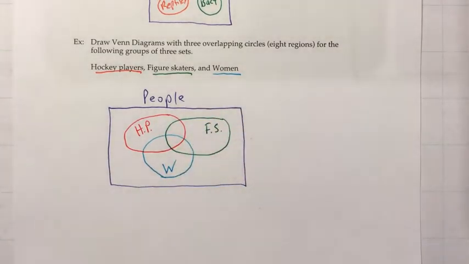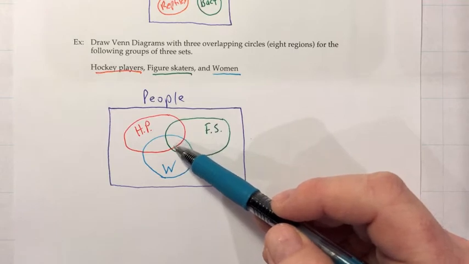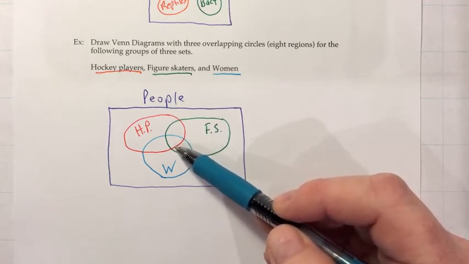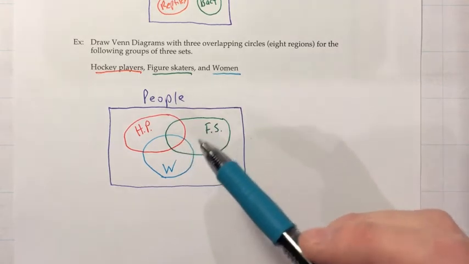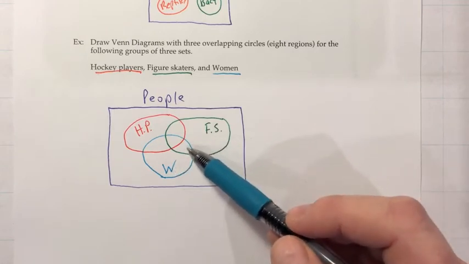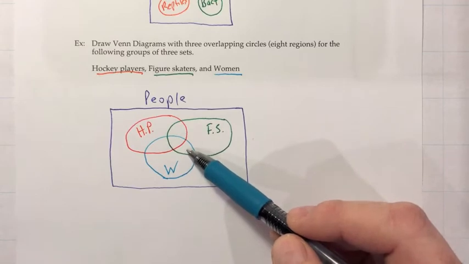And then they didn't ask us to do this, but I just want to talk about what all 8 of the regions are. So let's start off with this triple overlap. That's in every circle, so it fits every description. So that is a person that is a woman. She figure skates, and she plays hockey. If I go to this section right here, that is the overlap of women and figure skaters, but it's not in the hockey player circle. So this would be a woman who figure skates, but that does not play hockey.